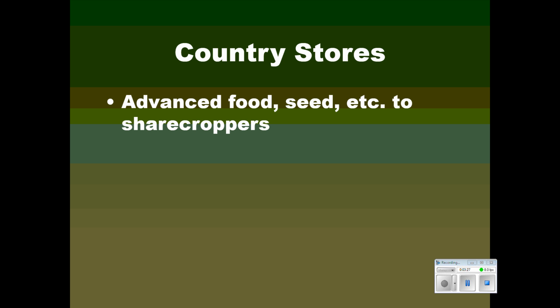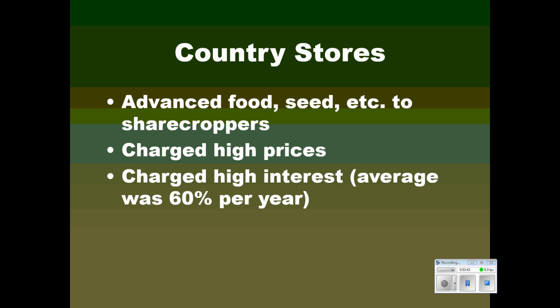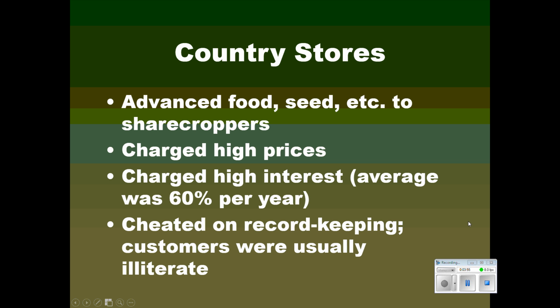Now, here's where the exploitation comes in. They charged high prices, first of all. They didn't have a lot of competition, so the sharecroppers were left without any decent options. They also charged very high interest. The average, historians have found, was around 60% per year. This is an outrageous level of interest. And on top of that, they would often cheat on record keeping. And the customers were usually illiterate.